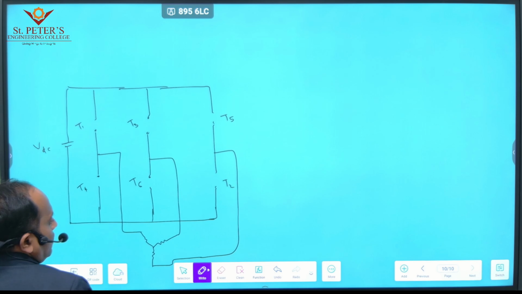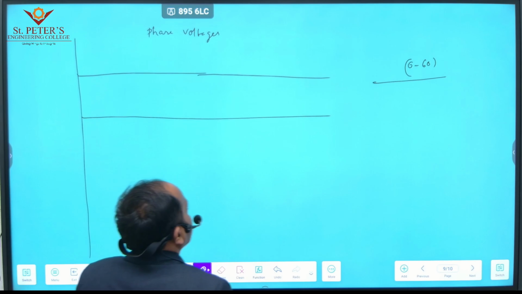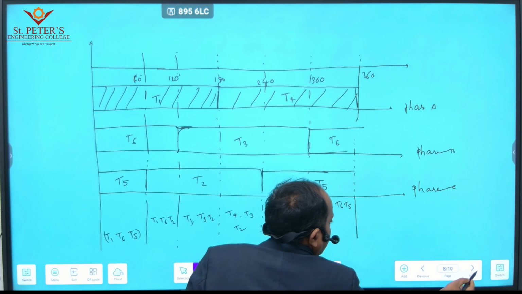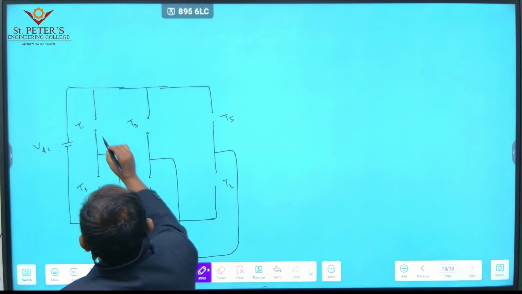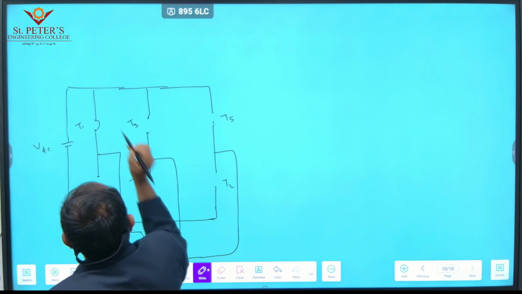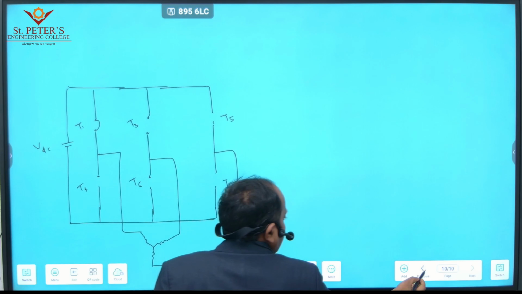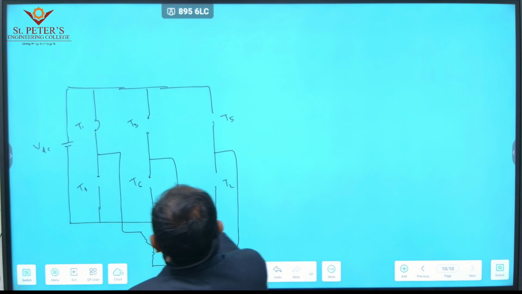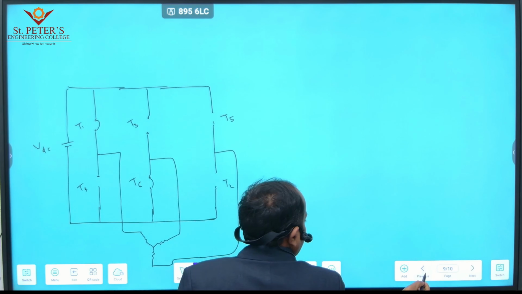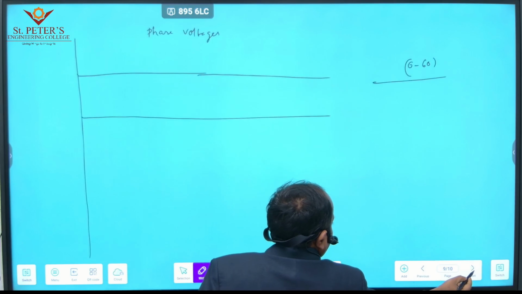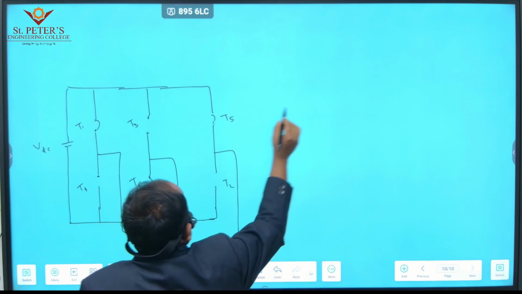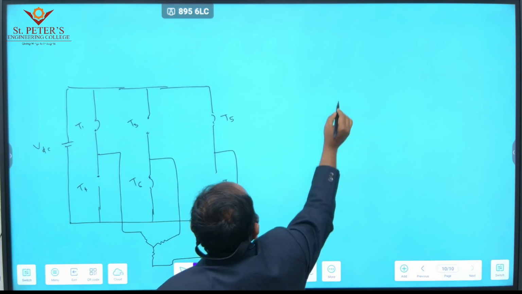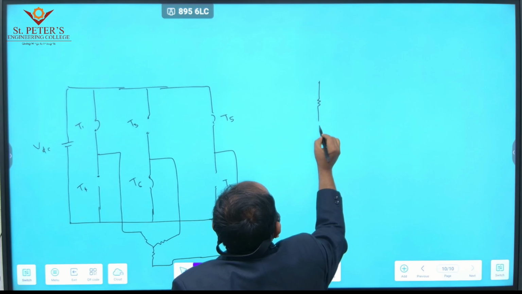Okay, for the first interval, 0 to 60 degrees, which are conducting? They are conducting T1, T6, and T5. So from the upper group T1 is conducting. Okay, and the second one, T6. Then T6, and the next one T5. So from 0 to 60 degrees, what is the circuit appearing for the load? That is from the upper group.